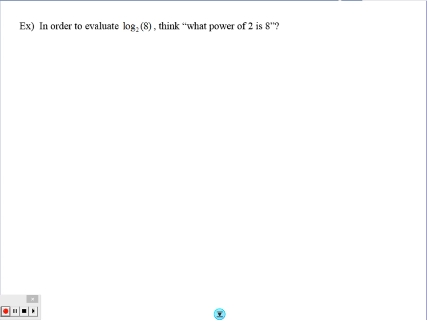All right, so we are going to evaluate logs, and we started a little bit yesterday. We got a little intro to it, but now we are actually going to do it for real.